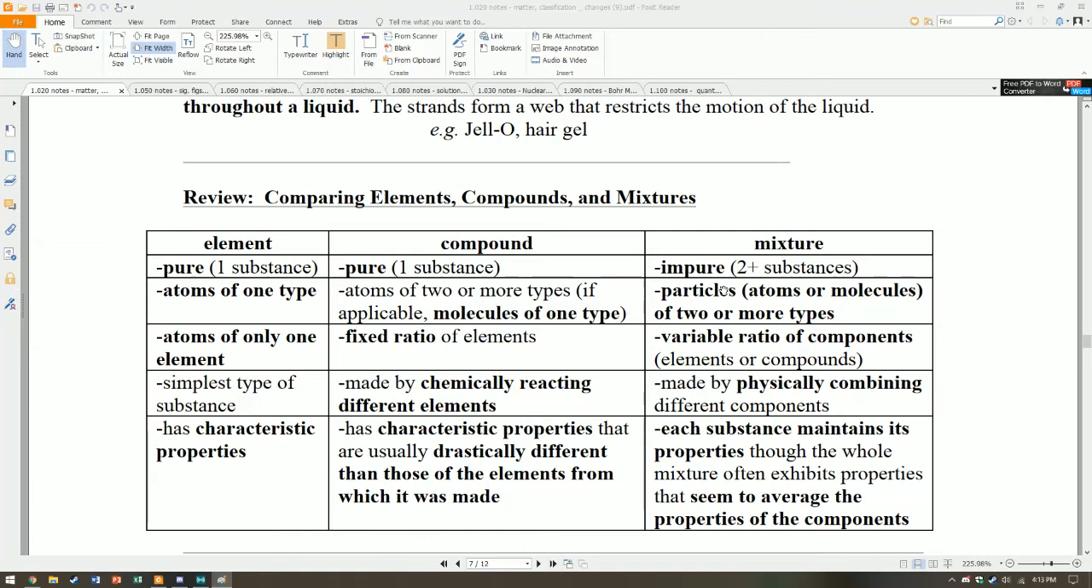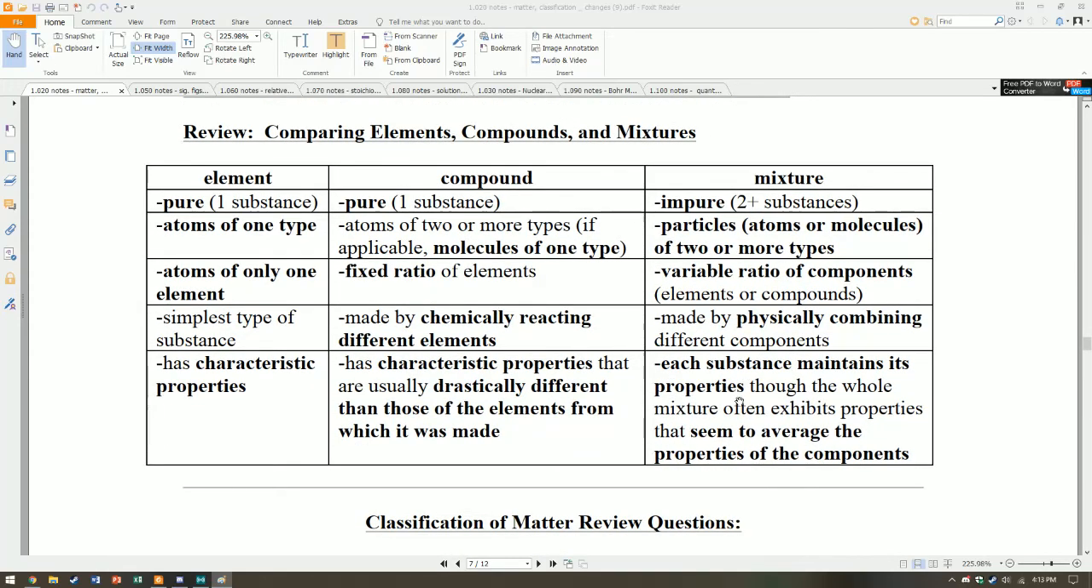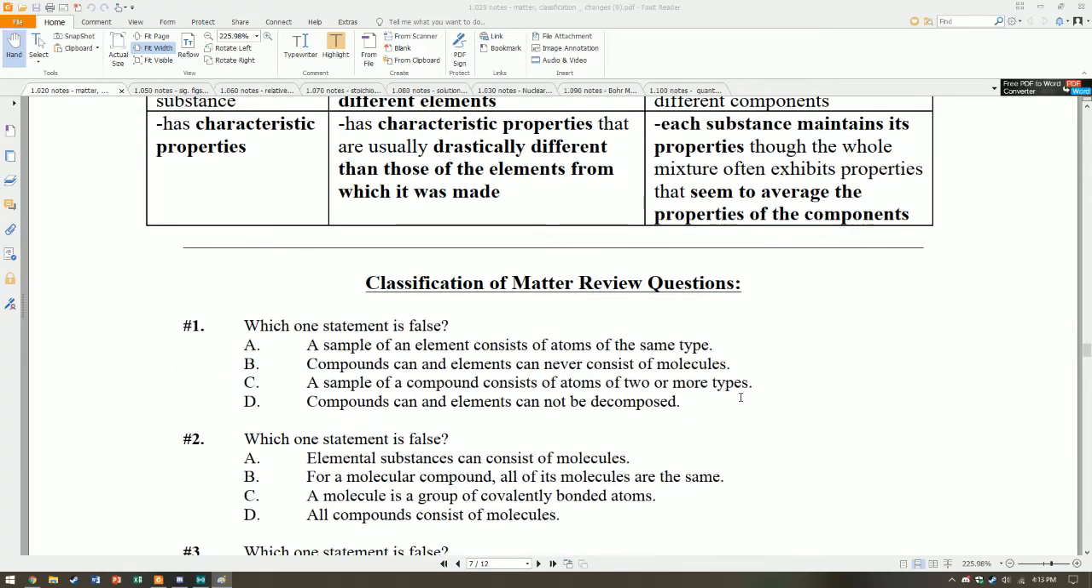A mixture is something with two or more substances. You can combine it in any ratio, whereas a compound is a fixed ratio. You make it by physically combining things, and the properties seem to average out the properties of the components.